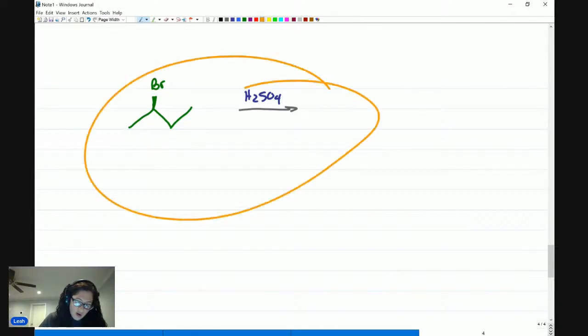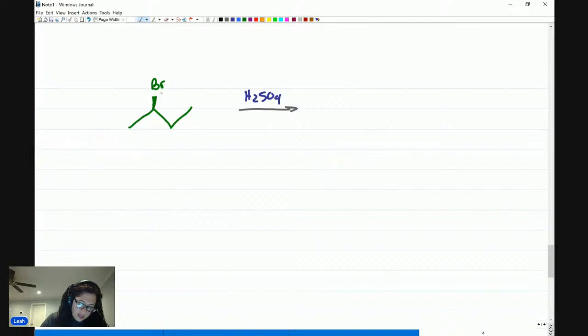There is nothing strong going on here. Nothing is going to kick out bromine. And so bromine is pulling and pulling and pulling. And eventually it breaks away, giving me a carbocation and a Br- in solution.